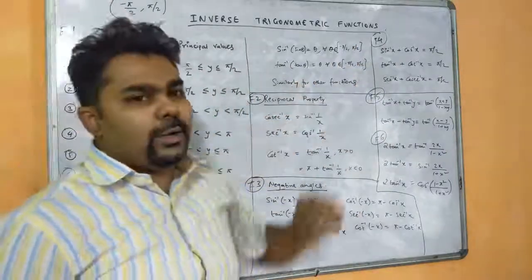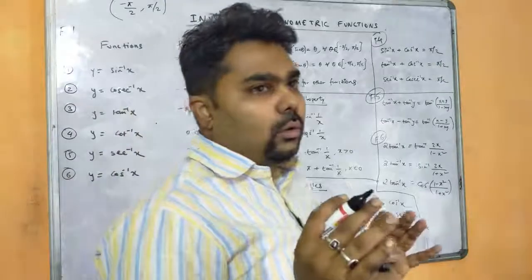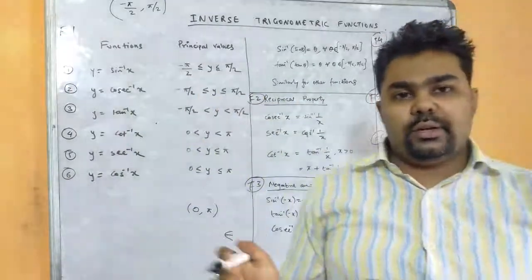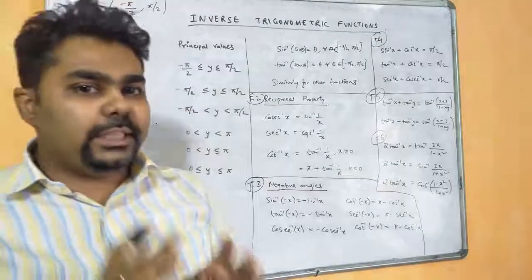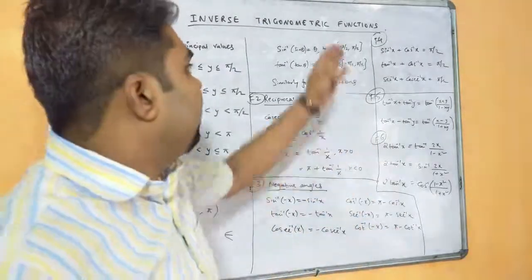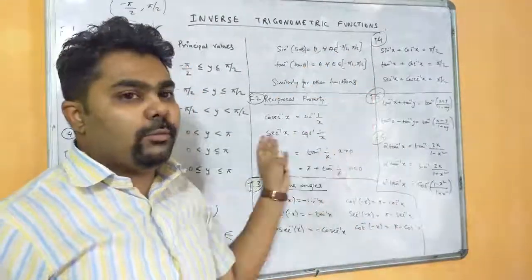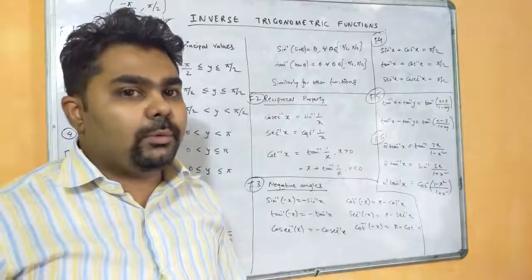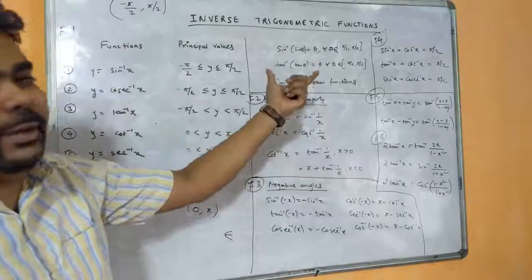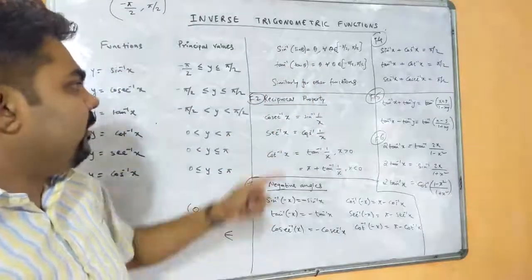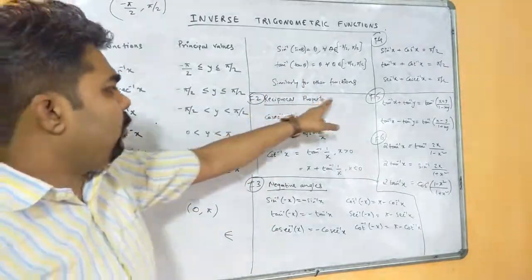Similarly for other trigonometric functions, if I take cosec inverse cosec theta, that means cosec inverse and cosec will get cancelled. What will be left? Theta, and theta will lie between minus pi by 2 to pi by 2. Similarly for cos, and that theta will lie between 0 to pi. So likewise we will be writing for other trigonometric functions also. Okay, next formula we see is the reciprocal property.